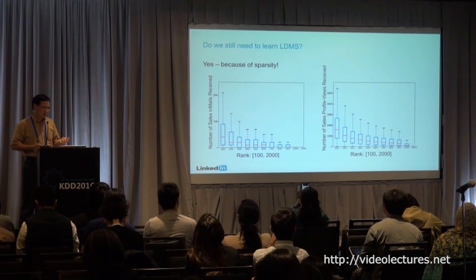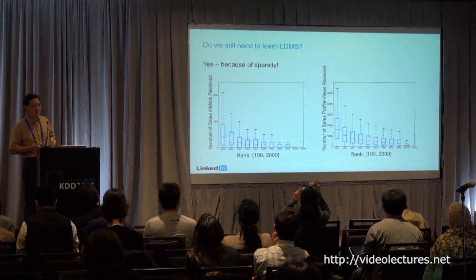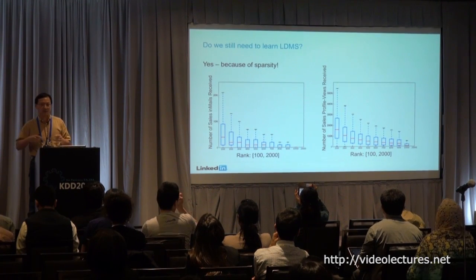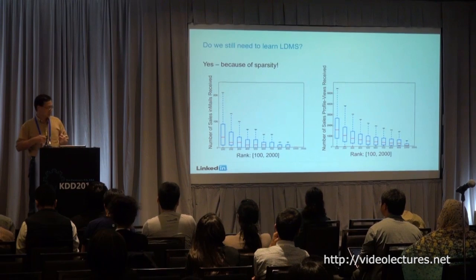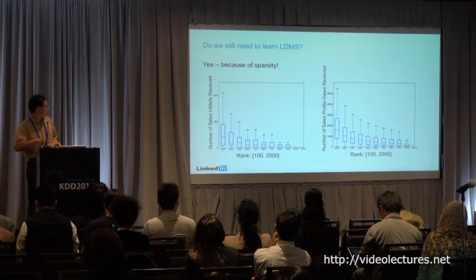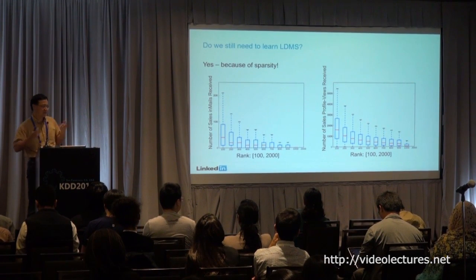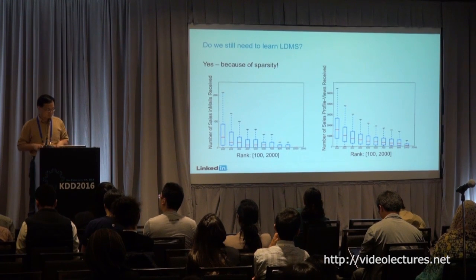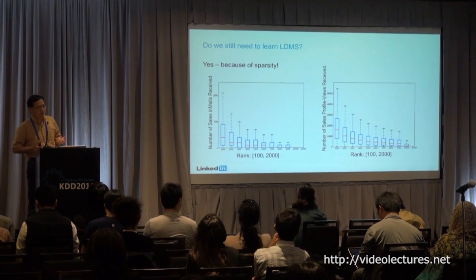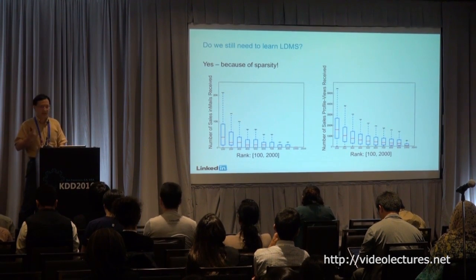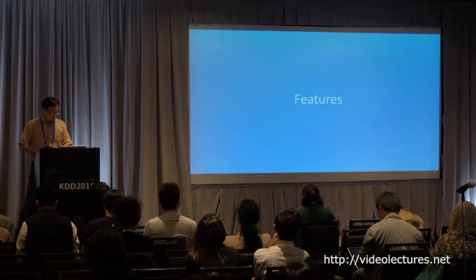Just to compare with another signal, which is what I call profile view. It's much cheaper for salespeople to view your profile instead of sending you an email. So this is a much denser signal to look at, almost 100x on this scale. Most people get at least some kind of profile view. That's why we cannot just use this definition to define the decision maker score. We have to learn it, and we use that signal to guide our learning.